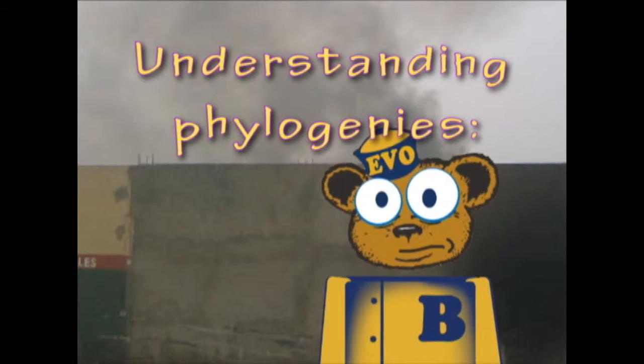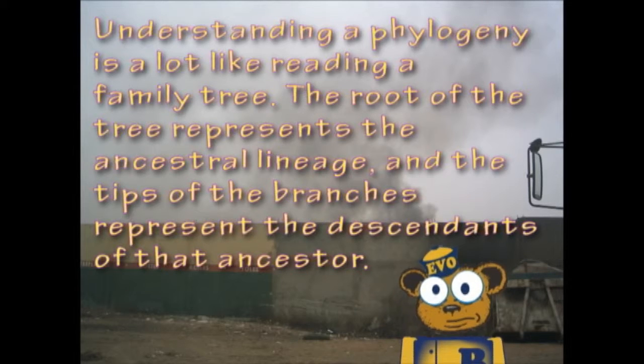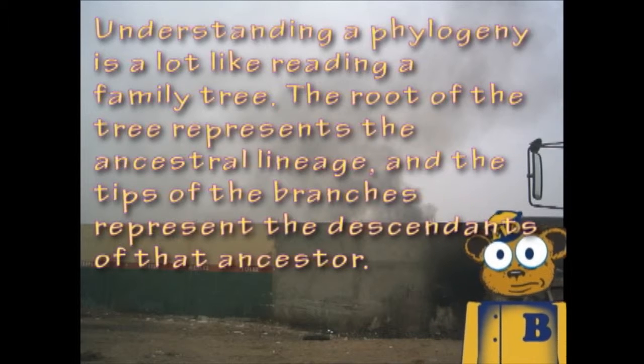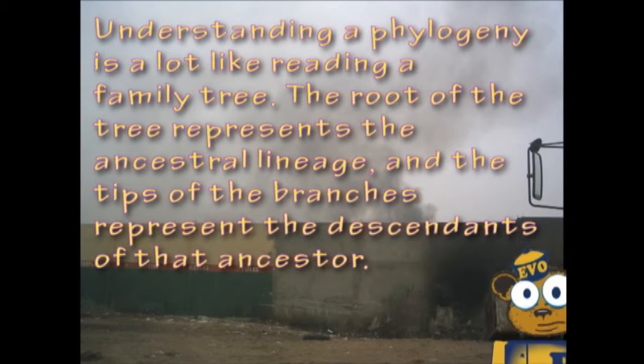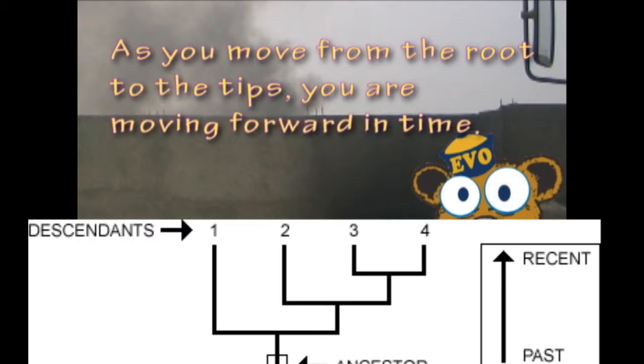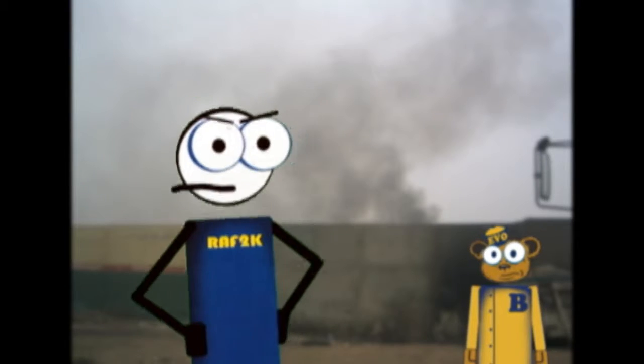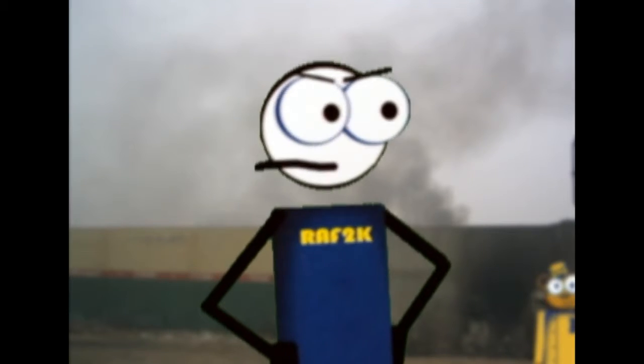Understanding phylogenies. Understanding a phylogeny is a lot like reading a family tree. The root of the tree represents the ancestral lineage, and the tips of the branches represent the descendants of that ancestor. As you move from the root to the tips, you are moving forward in time. Well, without a TARDIS? I don't like the sound of that.